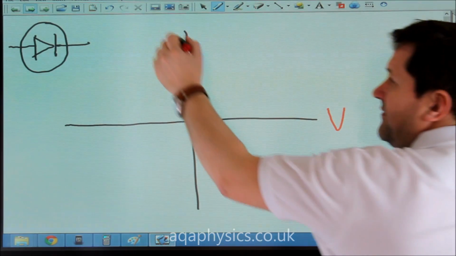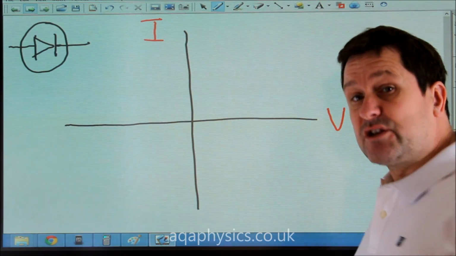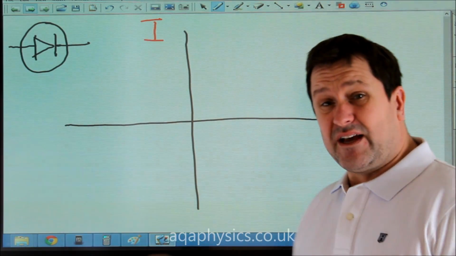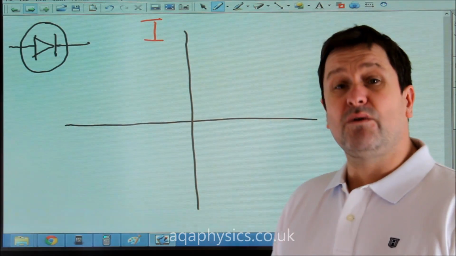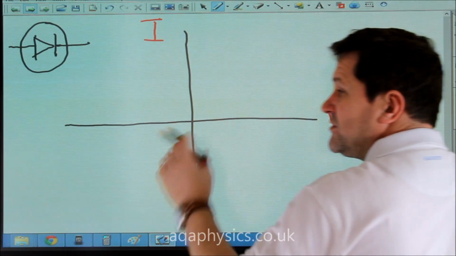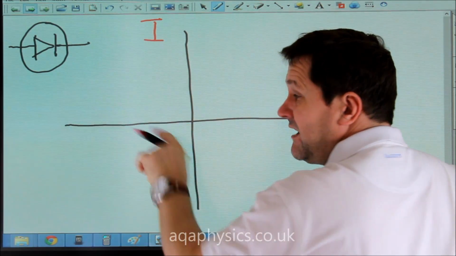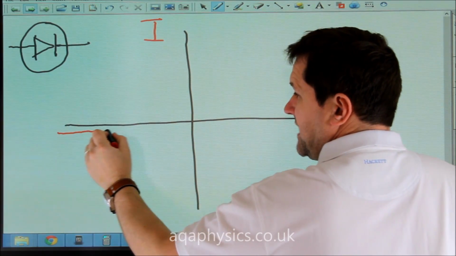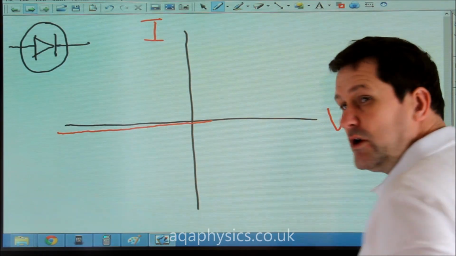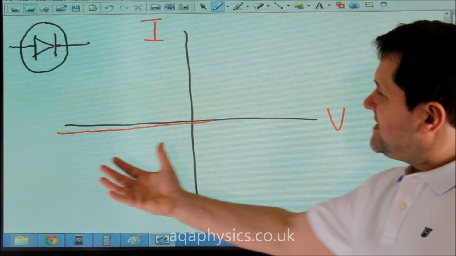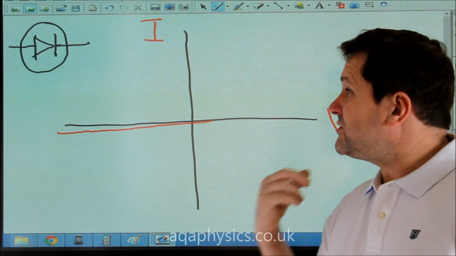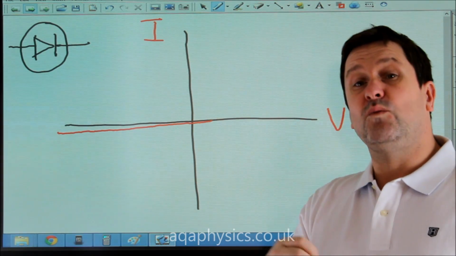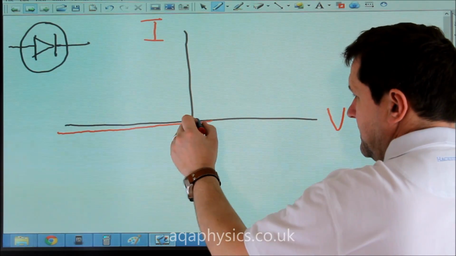Now, when we're pushing against the diode and we've got a potential difference across it, we can draw a graph of voltage against current. Now if we push our potential difference in the reverse bias direction, then no current will flow. So if we try and push a current through it in this direction, no current will flow. So we get no current. When it's in the forward bias direction, we put a potential difference across it, then a current will begin to flow.